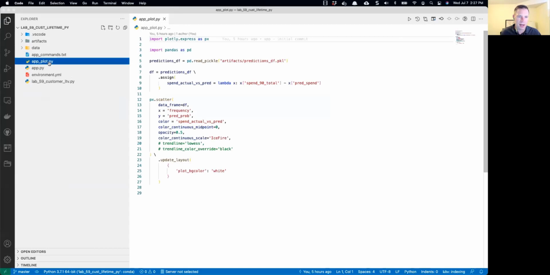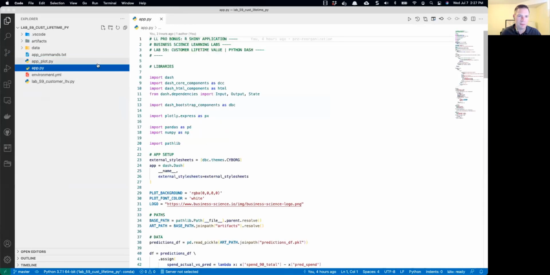There's an app.plot.py, which is just kind of a temp file as I was creating the Plotly plot for my app. This is the LL Pro bonus, the app.py file. This is what all my LL Pro members are going to get. So that app that I just fired up, this is the file.